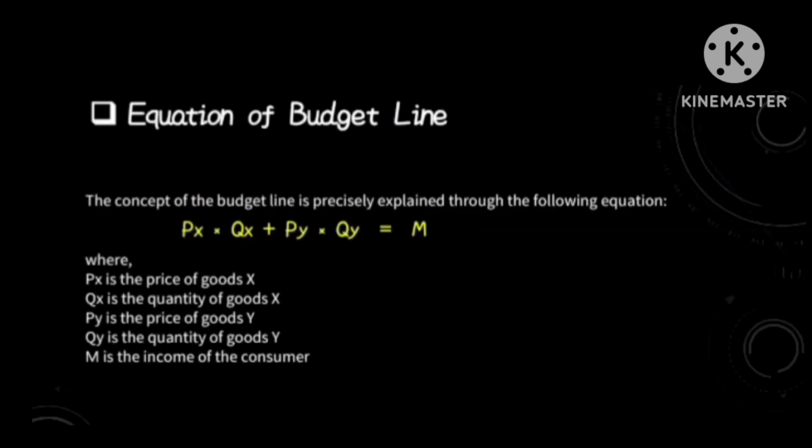Alright, so here's the equation of the budget line. पहले हमने graphical representation देख लिया, अब हम उसकी equation देख लेते हैं. The concept of the budget line is precisely explained through the following equation: Px into Qx plus Py into Qy is equal to M, where Px is the price of good X, Qx is the quantity of good X, Py is the price of good Y, Qy is the quantity of good Y, and M is the income of the consumer. M उसकी पूरी income है, and P and Q are the prices and quantities of these goods.